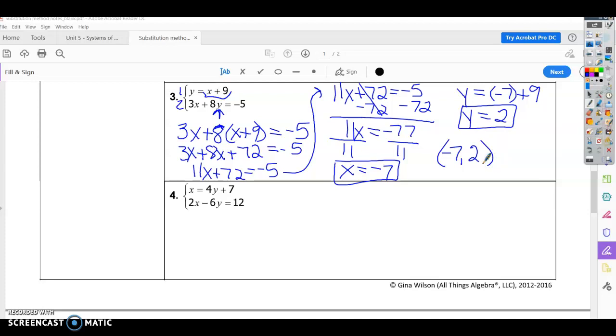So let's check it very quickly here. So take negative 7 plus 9 is 2. It works for number 1. In the second equation, if I take 3 times negative 7, that's negative 21, plus 8 times 2, which is 16. Negative 21 plus 16 is negative 5. So this works. That is a point on each equation, and that is the intersection point of the two equations, which is the solution to the system.